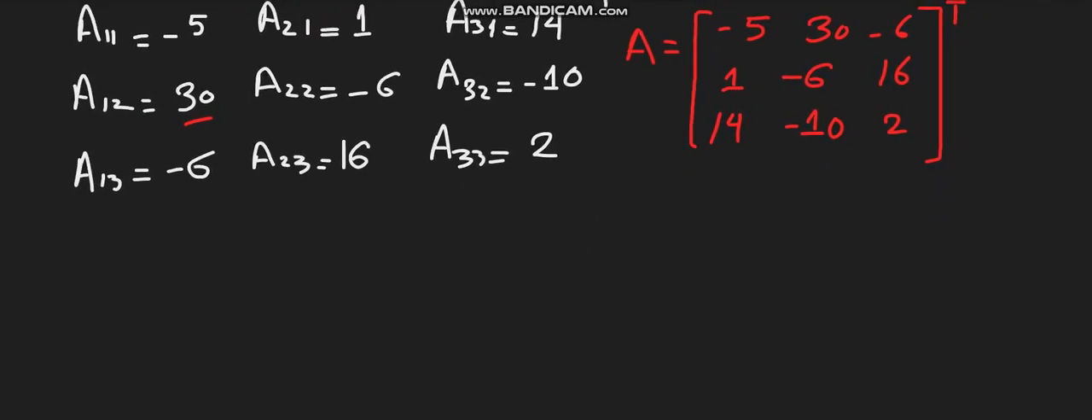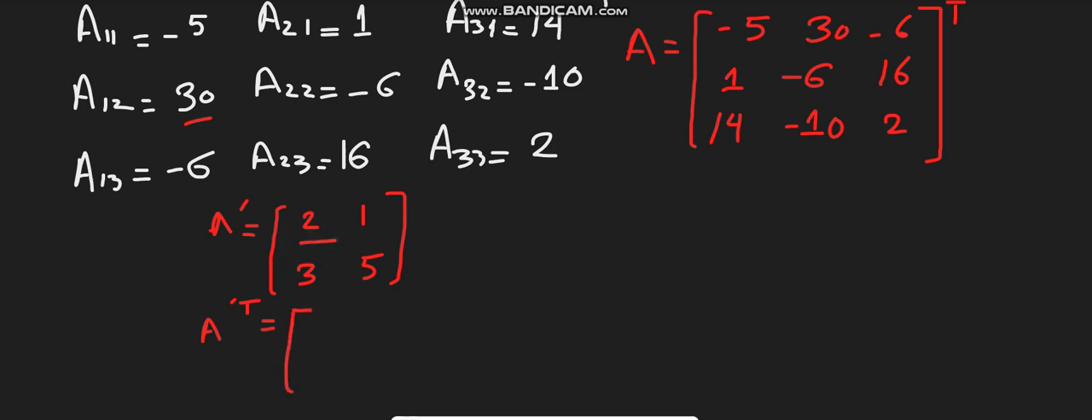In order to find the transpose of a matrix, let's assume that A bar is some other matrix equal to 2, 1, 3, 5. Then the transpose of A bar can be found by switching the rows into columns and columns into rows. So this row will be written as a column vector over here, and then this row will be written as the second column vector. So this is the transpose.